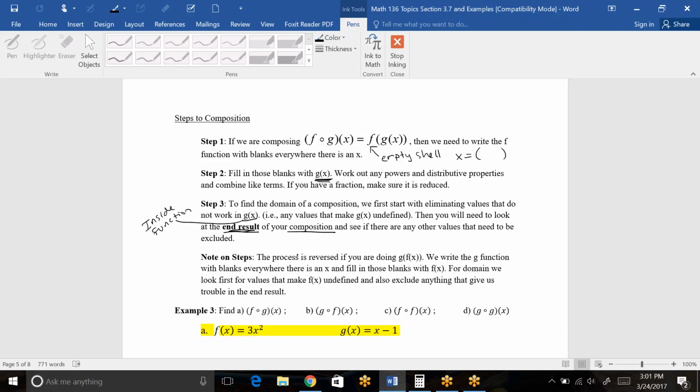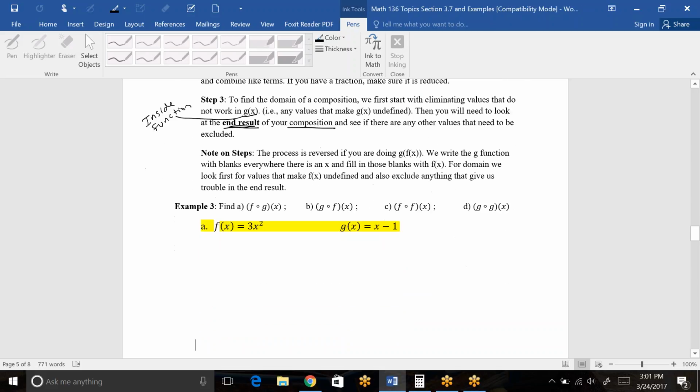Notice if you're doing g of f, you reverse this. So then g becomes the empty shell with all the blanks, and then you plug f into it, and then you would look at f for restrictions and end result. So it's just depending on which order they write the functions in.